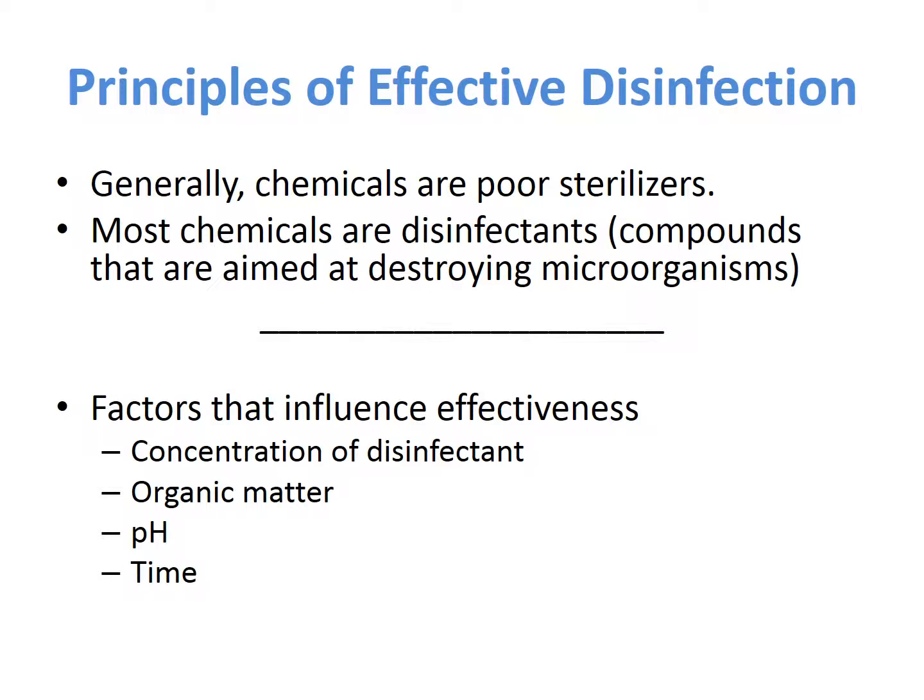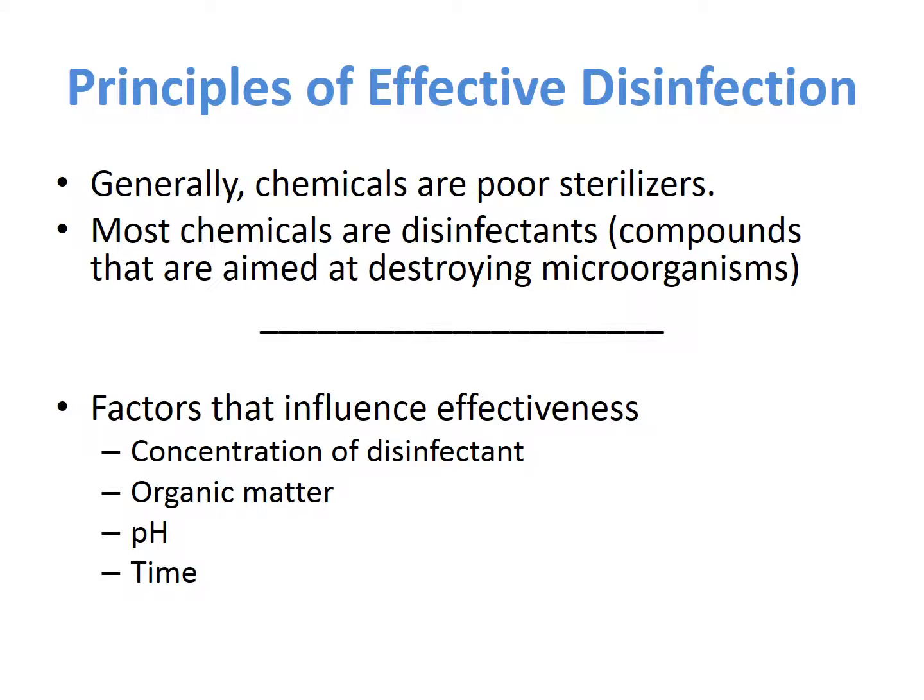Most chemicals are going to be disinfectants, compounds that are aimed at destroying vegetative cells, living microorganisms. There are 4 factors that influence how effective a disinfectant or antiseptic will be. The first is the concentration of that disinfectant. Some disinfectants must be used at full strength, that is, they have to be at neat concentration. Others must be diluted to be effective. So you really need to pay attention to what concentration a chemical, disinfectant, or antiseptic has to be used at.